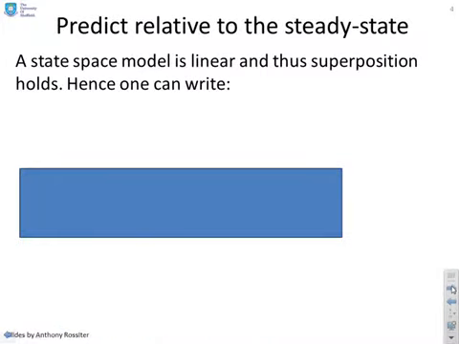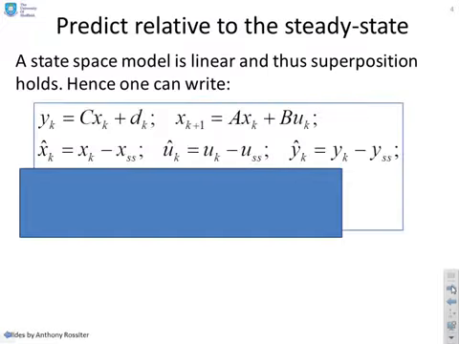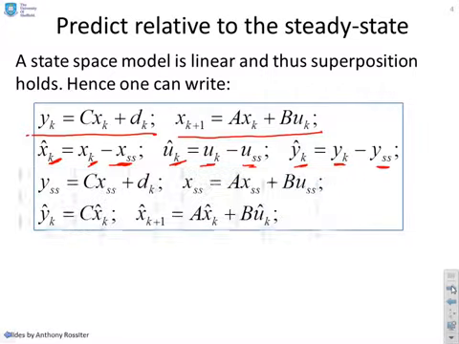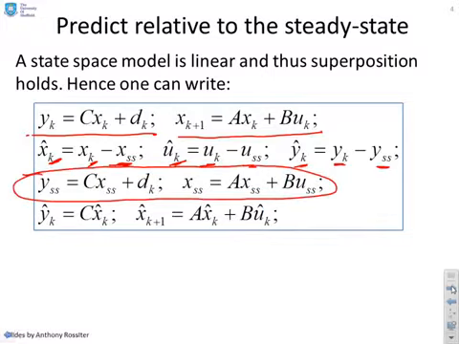Now, a state space model is linear, and thus you can use superposition. Why is that important? Well, here's our original state space model. y equals Cx plus d, x_{k+1} equals Ax plus Bu. And I'm now going to define some deviation variables, which are the distance from my desired steady state. You see I've got x hat equals x minus x_ss, u hat equals u minus u_ss, y hat equals y minus y_ss. I know that if I'm at steady state, the following equations must hold. y_ss equals C x_ss plus d, and x_ss equals A x_ss plus B u_ss.